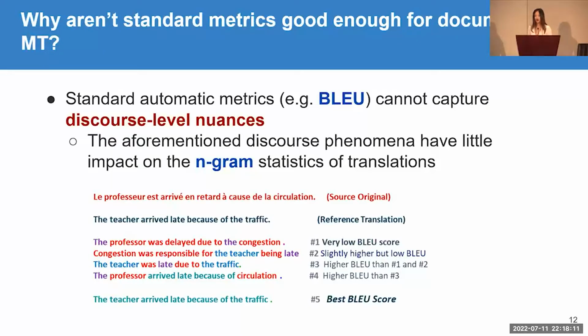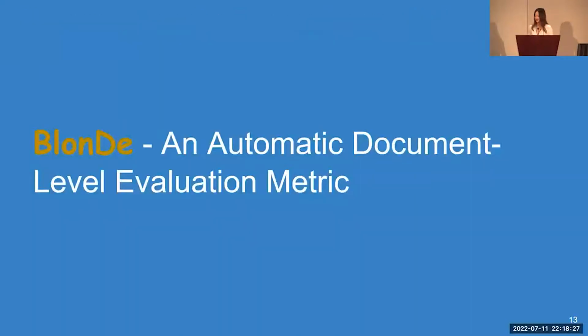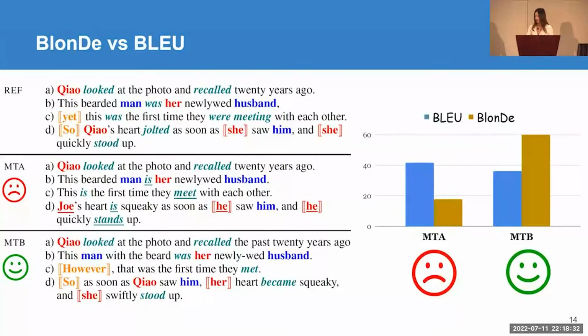While all the aforementioned discourse phenomena can be key considerations to human readers, they have little impact on ungrounded statistics of translation. So standard automatic metrics like BLEU cannot capture discourse level nuances because of this. In order to overcome this limitation, we propose BlonDe. As shown here, while the second system MTB is clearly a better system than the first system MTA, BLEU actually rates MTA higher than MTB, while the BlonDe scores reflect the correct ranking in translation quality.